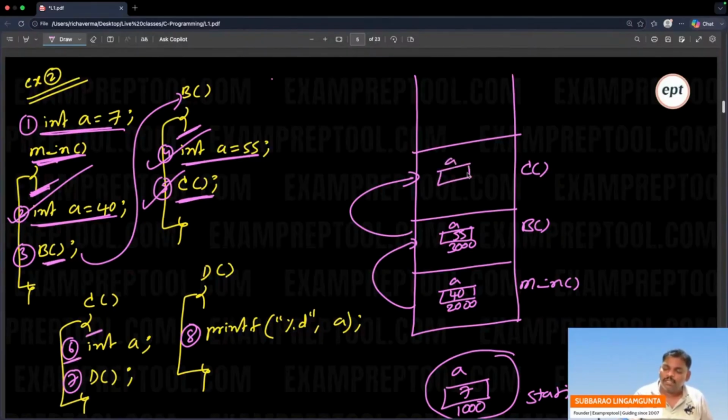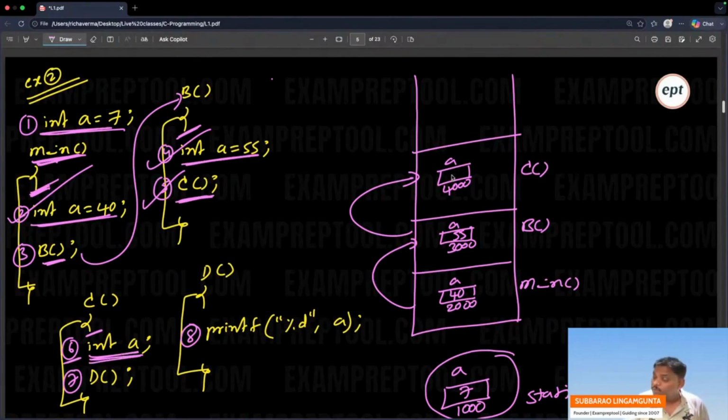Now, interesting answer. In the C, first line is a declaration, creating memory. How many bytes? Because it is an integer, 2 bytes. What is the address? Previously 3000. Let me give some address, 4000. From 4000 onwards, 2 bytes of memory. But the beautiful thing is, you didn't keep any value.